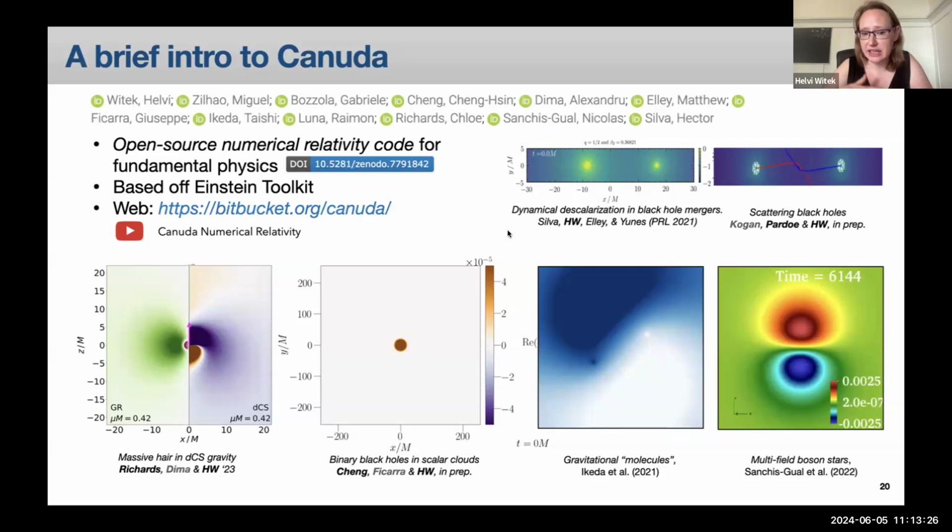I also want to highlight that it's not just our group. For example, this is work done in Lisbon and Rome, and work done in Valencia, where they used our code for their simulations. Now, what do we have in Canuda? And this will be my last slide before the summary.